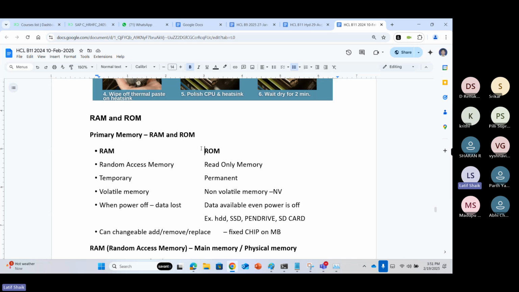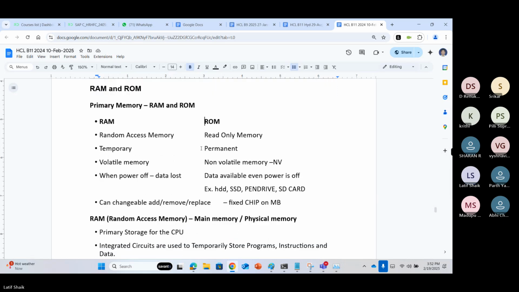ROM is a fixed chip on your motherboard. You cannot go to the motherboard, remove the ROM and put in another ROM. It's not like that. It is mostly a fixed chip on the motherboard. Only in certain conditions, in some places, will they change your ROM chip. A normal technician also cannot. Only chip-level people may do it. If your BIOS chip is corrupted, then they will change it.